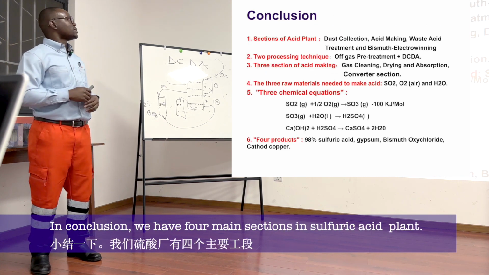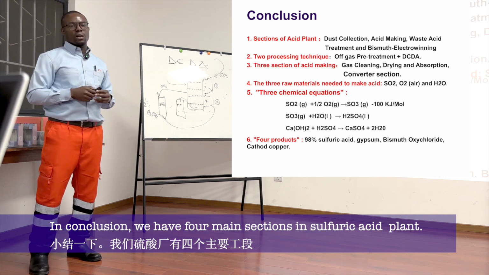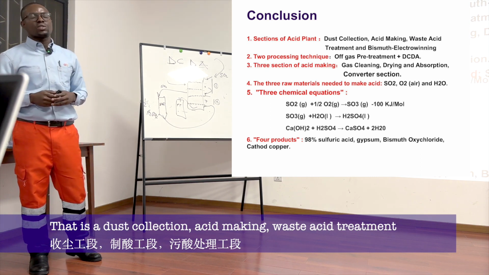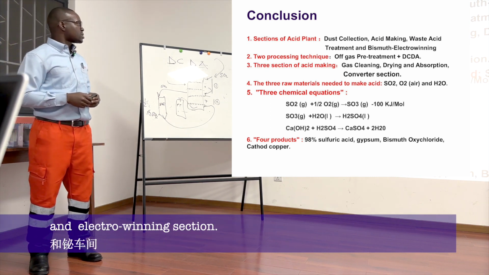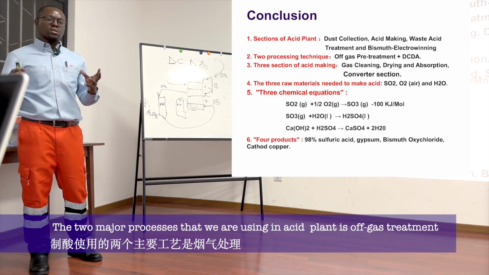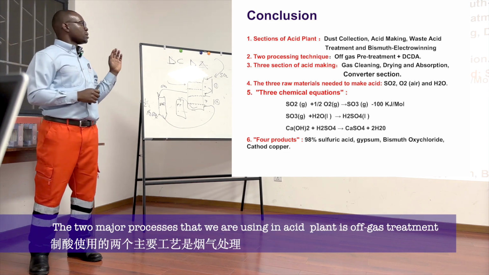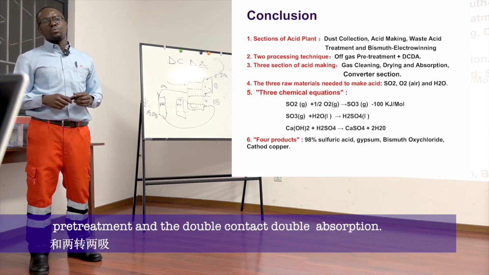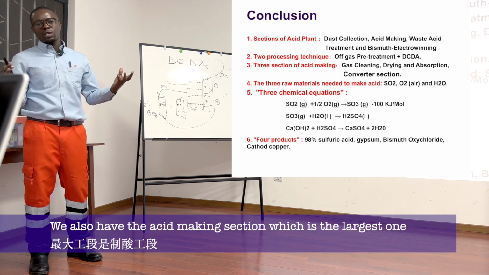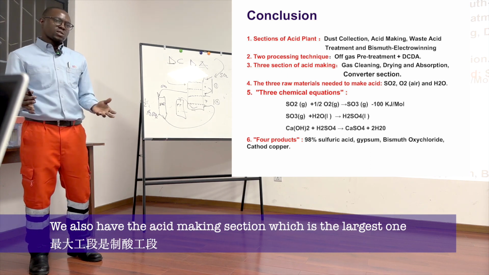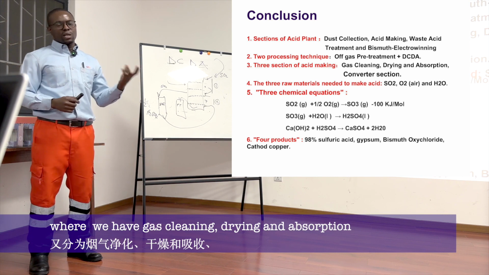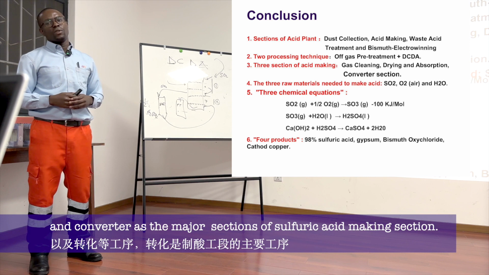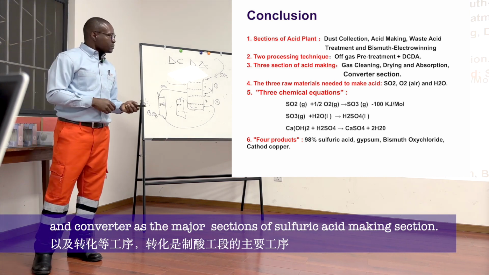In conclusion, we have 4 main sections in sulfuric acid plant. That is dust collection, acid making, waste acid treatment, and electrowinning section. The 2 major processes that we are using in acid plant are the off-gas treatment, pre-treatment, and the double contact, double absorption. We also have the acid making section, which is the largest one, where we have gas screening, drying and absorption, and converter as the major sections of sulfuric acid making section.